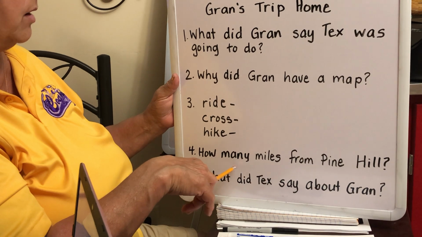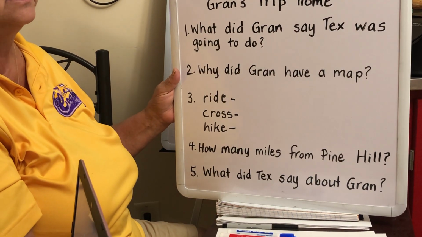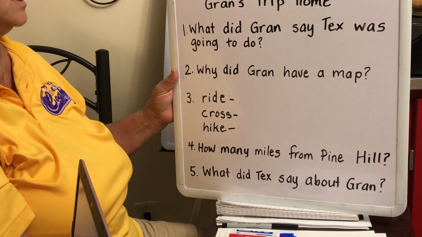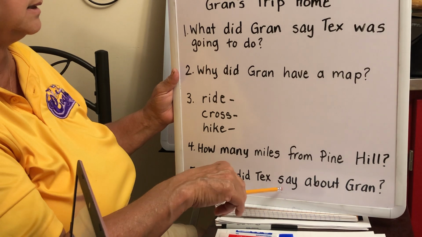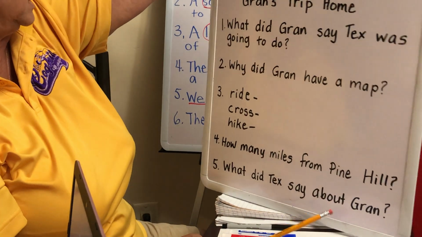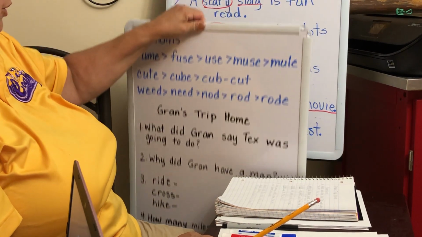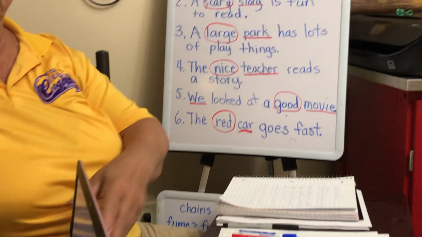Number 4 says, how many miles from Pine Hill does Gran have to go to get to her house? And number 5, what did Tex say about Gran? He said something nice about Gran to the grandkids. So let's look out for that. And that should be at the end of the story because that was our last question.